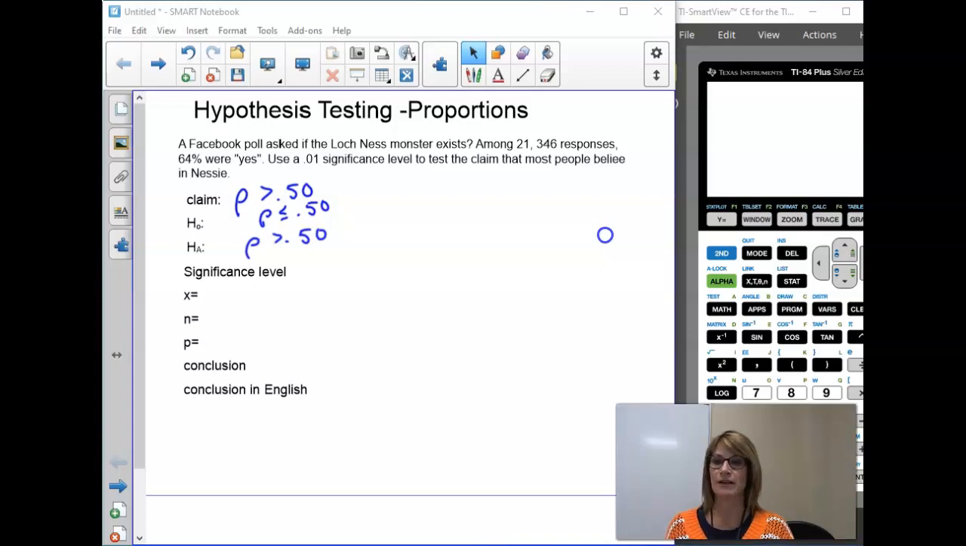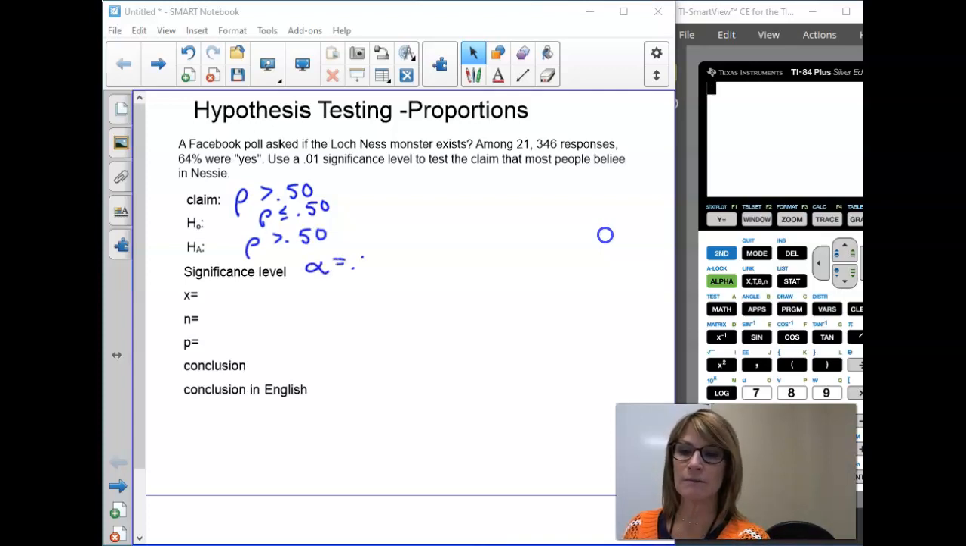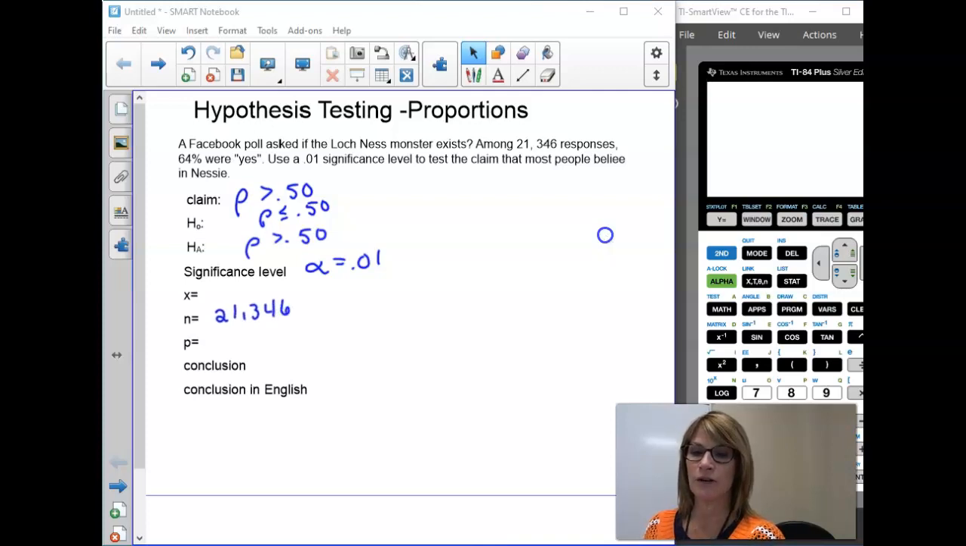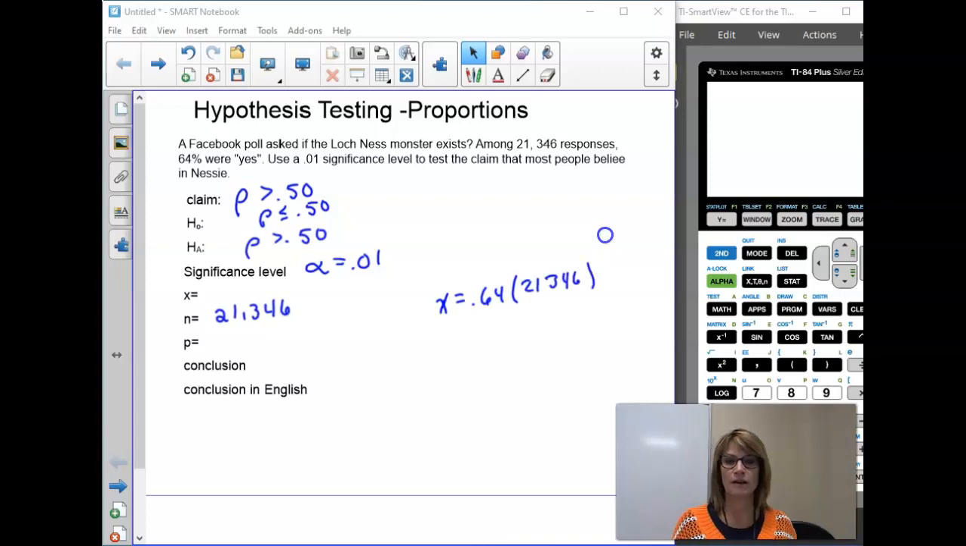0.01 is our significance level. So that is alpha. Alpha is 0.01. They polled 21,346 people. But they didn't tell us how many people said yes. But they did tell us that it was 64%. 64% of the 21,346.